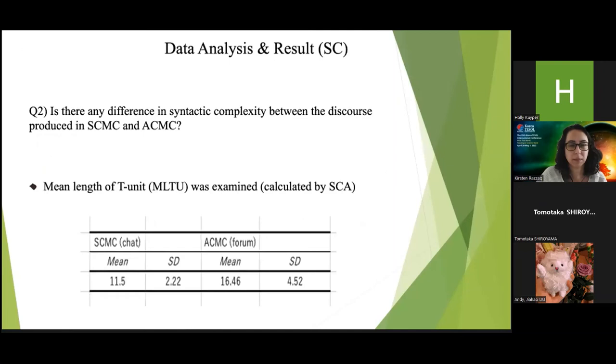Then data analysis of syntactic complexity. For syntactic complexity, I used the mean length of T-unit, calculated by the Syntactic Complexity Analyzer, designed by Lu at Pennsylvania State University. The mean in ACMC is 11.5 and in SCMC is 16.46. The result is a more significant difference regarding the SCMC mode.